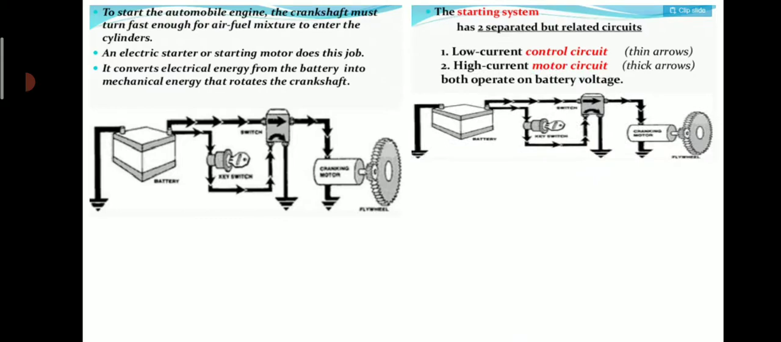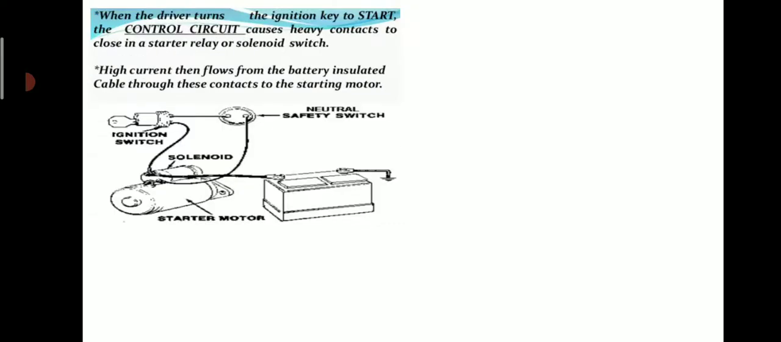So, the starting system has two separate but related circuits: one low current control circuit, which has a thin arrow, and a high current motor circuit. Both operate on battery voltage. So, thick and thin circuits, you are going to watch in this figure also.